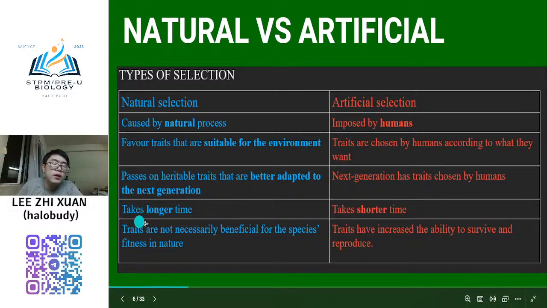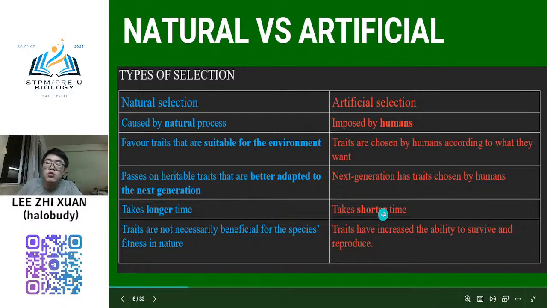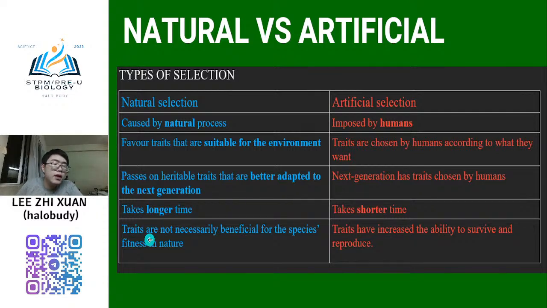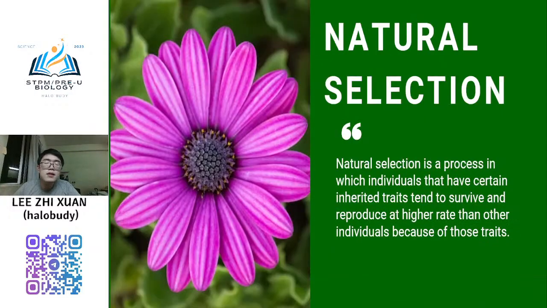And then the period: natural selection takes a longer time, normally more than a century. But artificial selection is a shorter time, normally 10 years, 20 years already can. And another one is that it is not necessarily beneficial for the species' fitness in nature, which is the increased ability to survive and reproduce. Okay, so these are the differences.